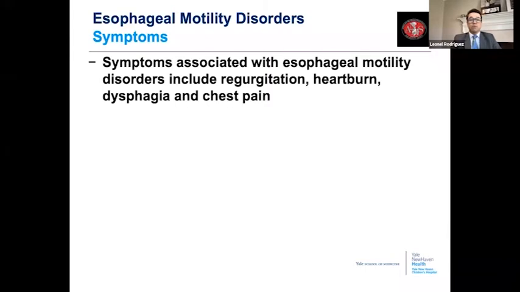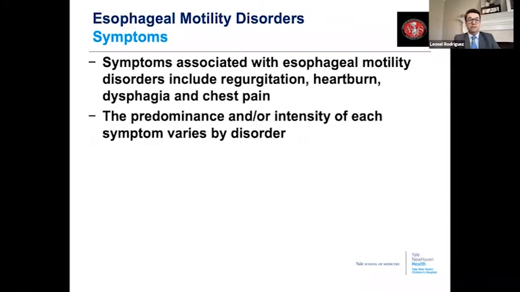So let's talk about how these symptoms manifest. What are the most common symptoms for esophageal motility disorders? Most of the time, patients will present to us with symptoms including regurgitation, heartburn, dysphagia, and chest pain. We know that regurgitation may result from defective protective mechanisms or poor esophageal compliance. Heartburn might be related to regurgitation, but also to hypersensitivity and hypervigilance. And dysphagia may result from poor transit, and chest pain may be related to spasms, also to hypersensitivity.